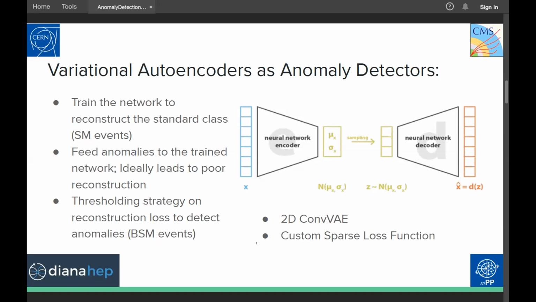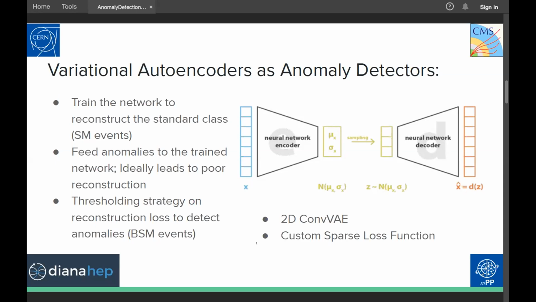In general, VAEs are used as generative algorithms. Essentially, the idea is to reconstruct the input using a constrained or low dimensional distribution, which is the latent space. In our case, we're trying to use these VAEs as anomaly detectors.